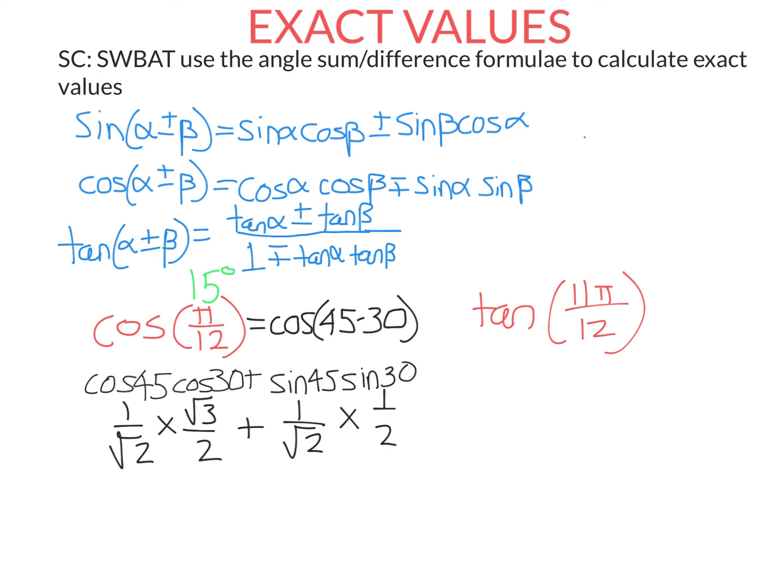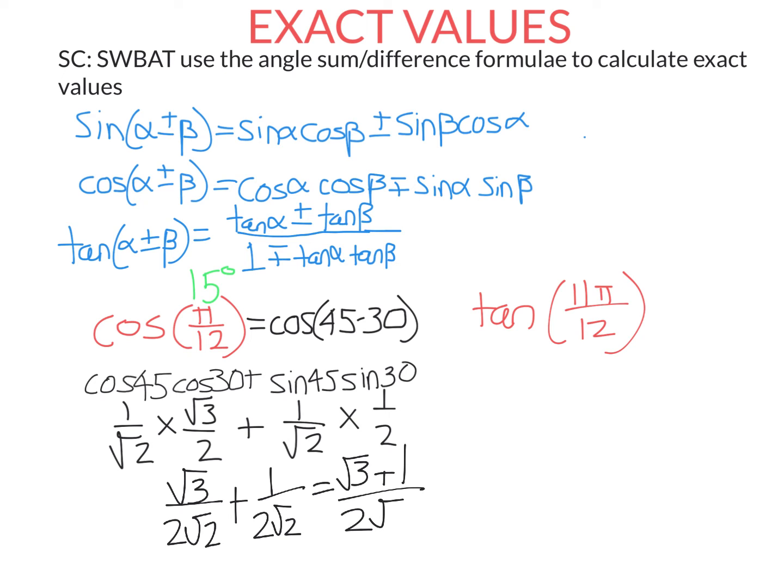So multiplying the fractions out, we have root 3 on 2 root 2 plus 1 on 2 root 2. And of course, we can just add the numerators and leave the denominator alone since we have the same denominator in both fractions. We get root 3 plus 1 over 2 root 2. So if you put that on your calculator, it's about 0.97, so we know we're on the right track.